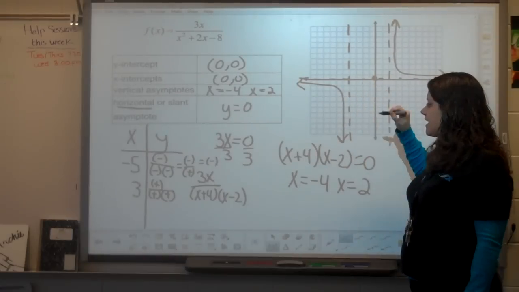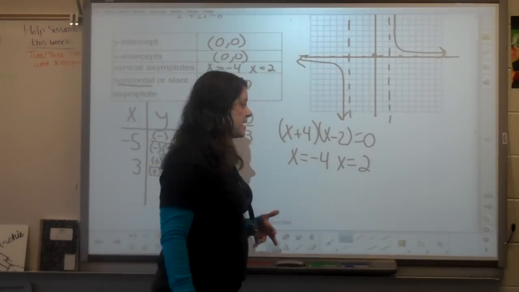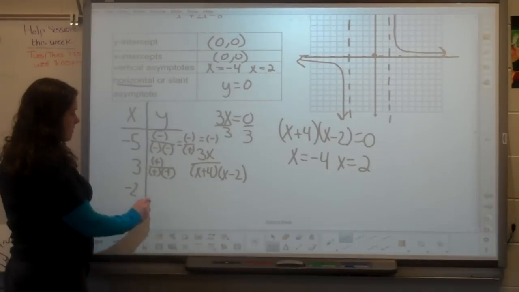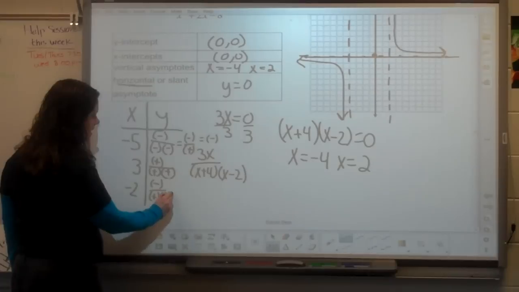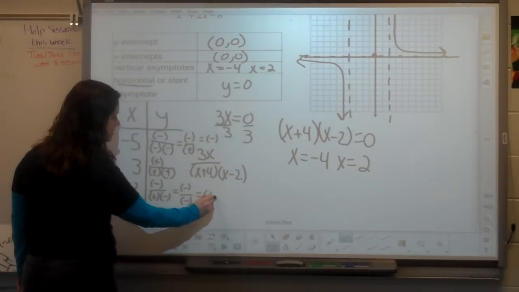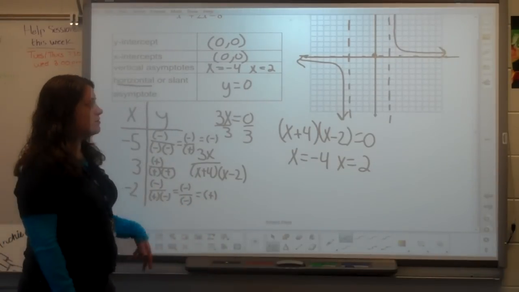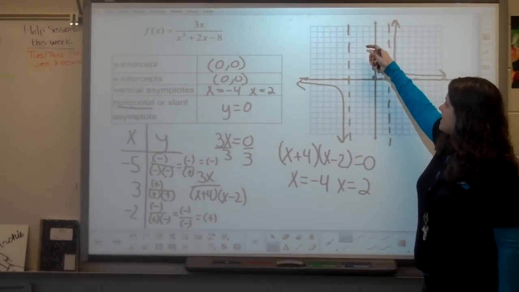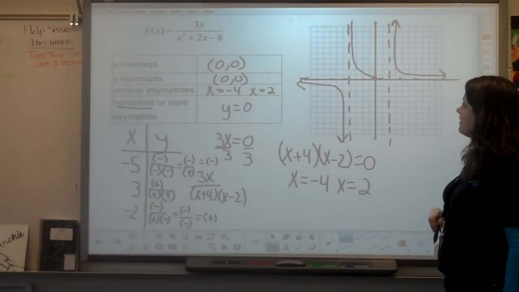So let's say I'm going to plug in -2. And again, I don't care exactly what the number is, I just care if it's positive or negative. So in my sign chart, I plug in -2, and that's going to give me a negative, a positive, and a negative, which is going to be negative over negative, so it's going to be positive. So when I plug in -2, I get something up here. So since it hugs asymptotes, it must be coming down like that.